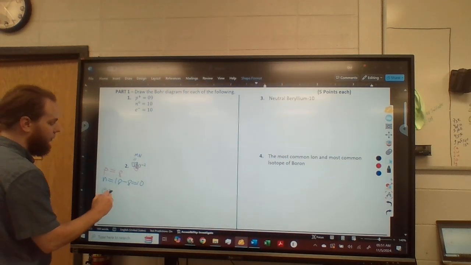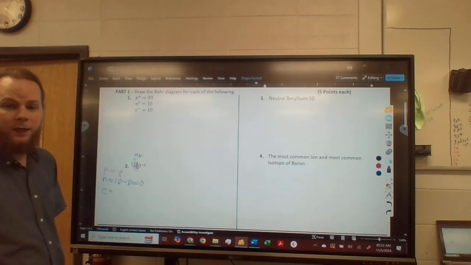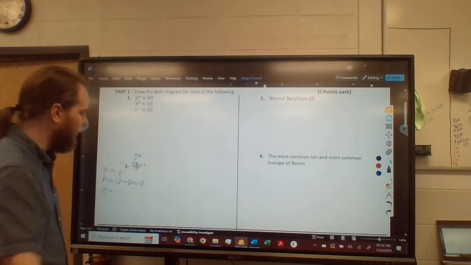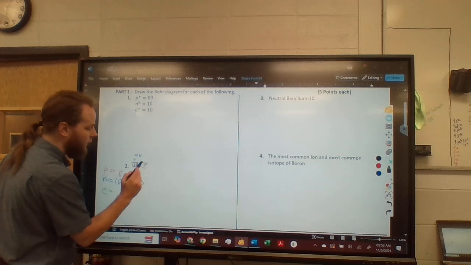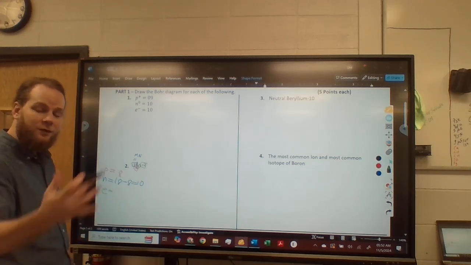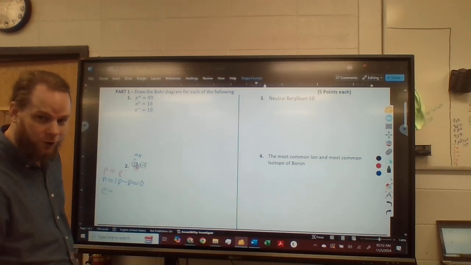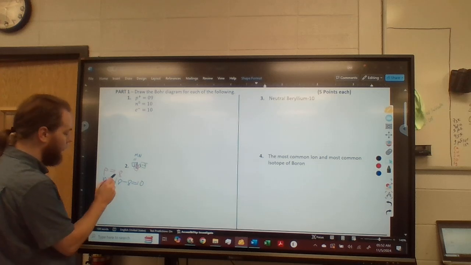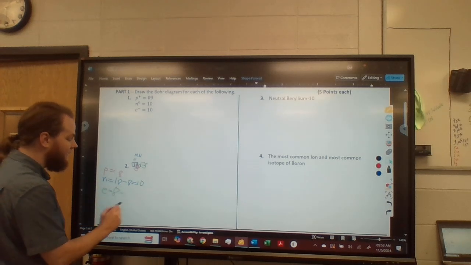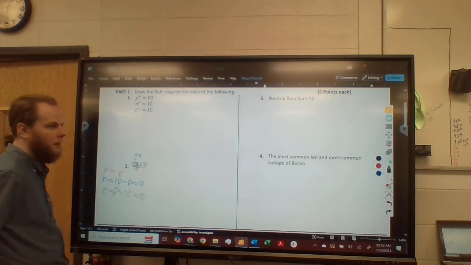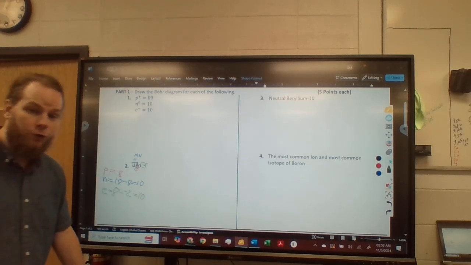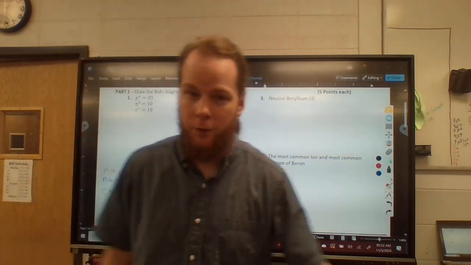Electrons, if we don't have it directly, we need to figure out the charge. Well, the charge is the exponent here. So we can take the protons minus the charge, and that will give us our electrons. So 8 minus negative 2 is 10 electrons. And from there, you should be able to do whatever you need to.